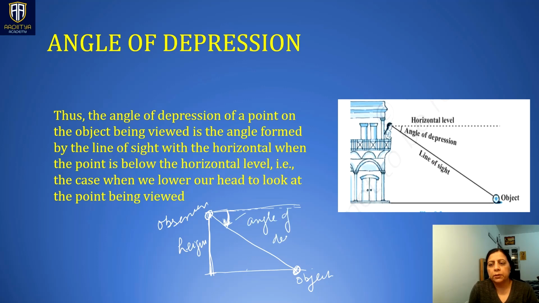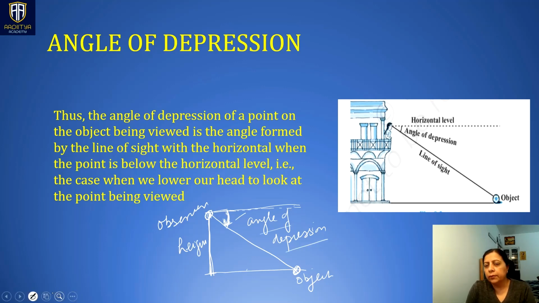angle of depression. See, you have to feel that when I'm looking at this camera, this is the level of our eye. If I have to look at some height, I have to raise my eyes. In that case, the angle between the horizontal and the line of sight is the angle of elevation. And when I have to look at an object, I have to lower down my eyes to see something which is below the level of sight. In that case, the angle of depression is formed.